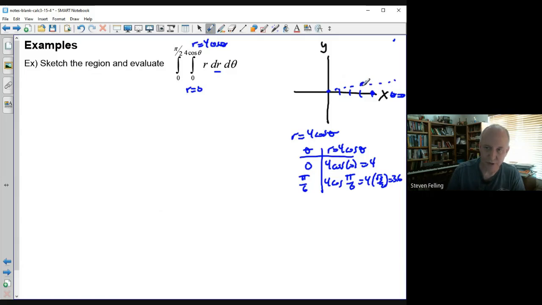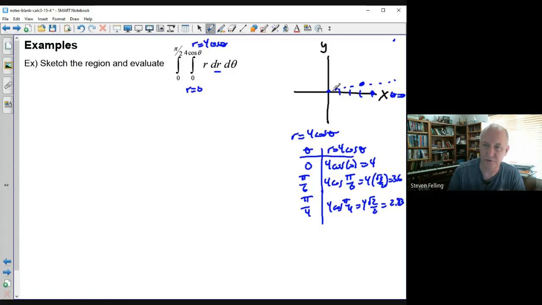I go to about 3.2, so maybe there. Okay. Next special angle is pi over 4. So 4 times cosine of pi over 4 is 4 times the square root of 2 over 2, which turns out to be 2.83 when you plug it in a calculator.